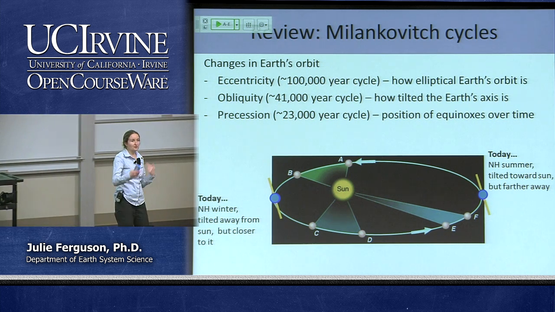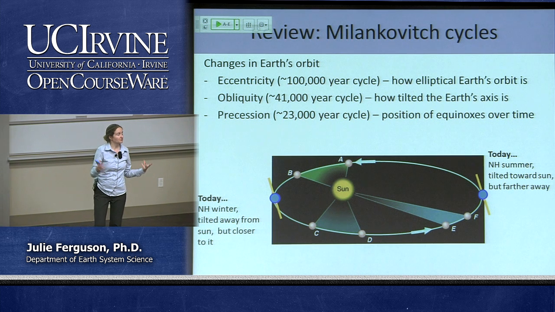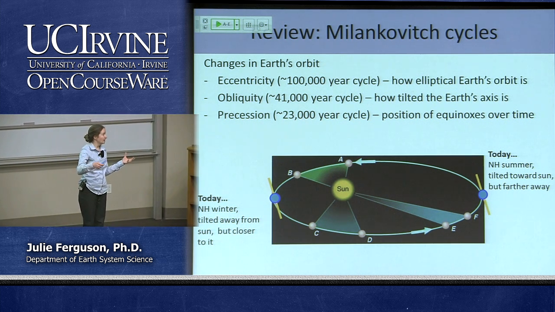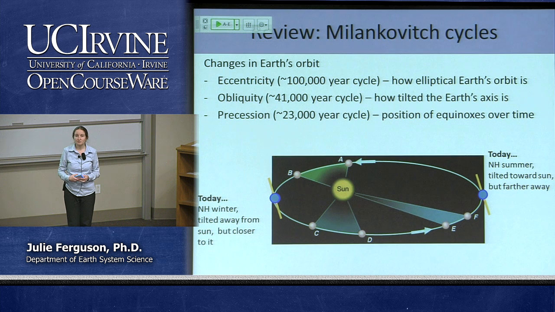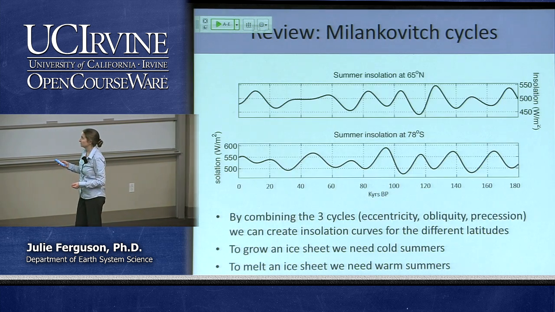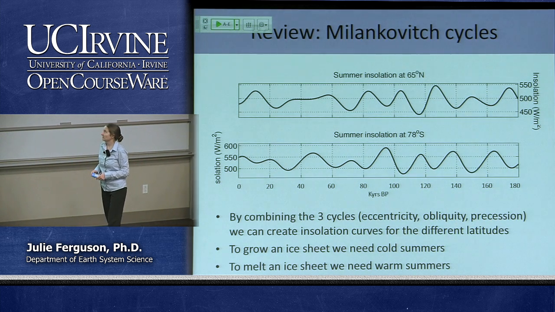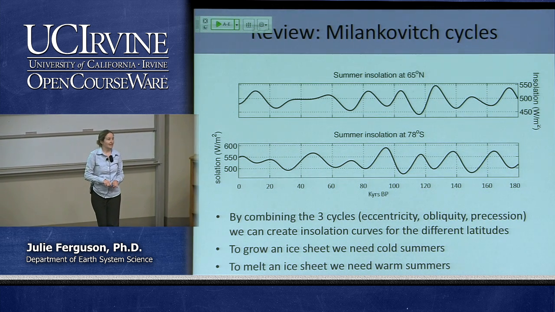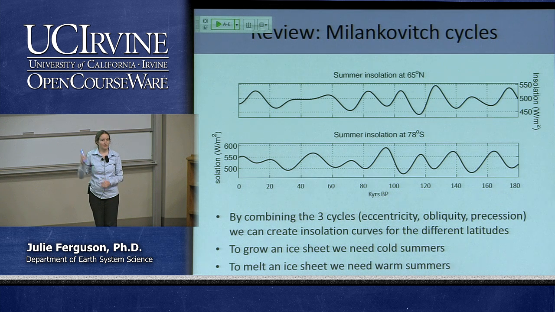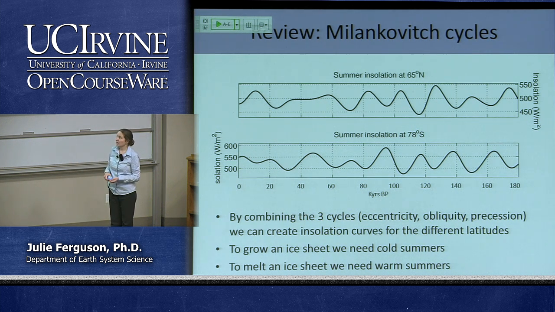And so if we think about how those cycles all interact, they're going to affect the amount of incoming radiation at our high latitudes, and so they're going to affect whether we can build up or whether we're going to start melting our ice sheet. So this is what we can do. We can take one particular latitude, because if we're talking about northern hemisphere, southern hemisphere, then it is going to be dependent on which hemisphere you're in and what latitude you're at. We can take any one particular latitude and we can plot the amount of incoming solar radiation that we would get for any particular month.